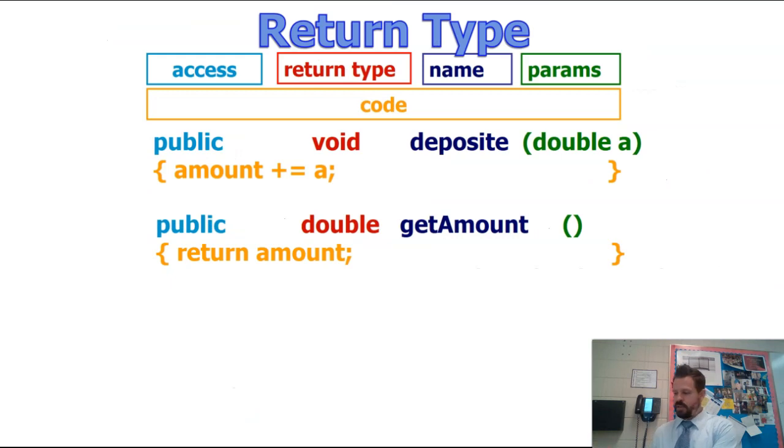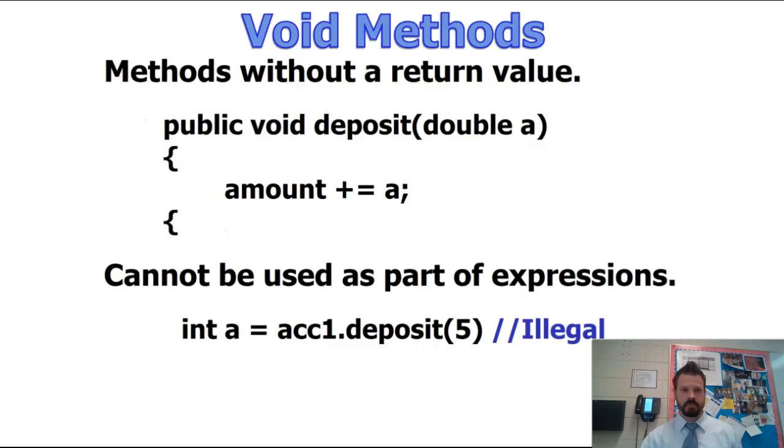Next thing we'll talk about in the method signature is the return type, the second part. And the return type just tells what type of information our method is going to return or produce when it's all said and done. And these could be void, as in it doesn't return anything, or it could have an actual type such as double, int, string. That'll be the end result of that method.